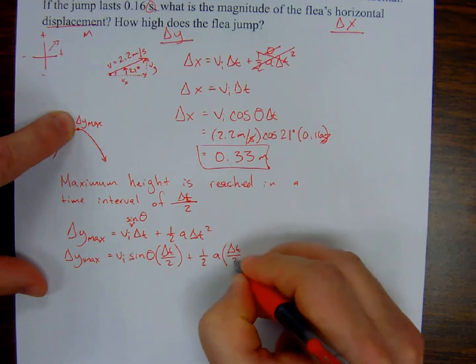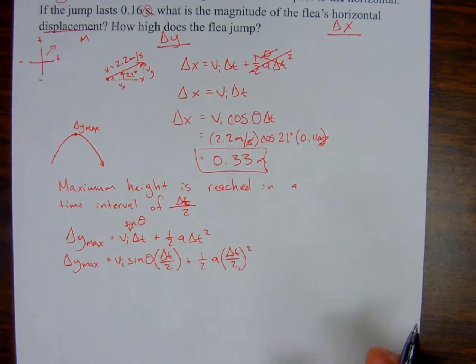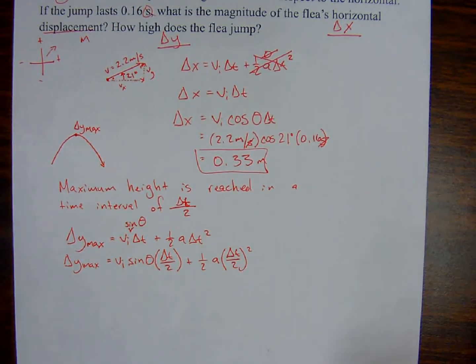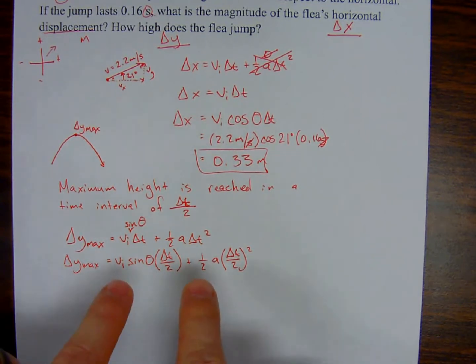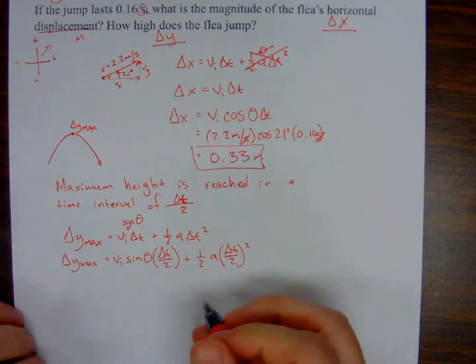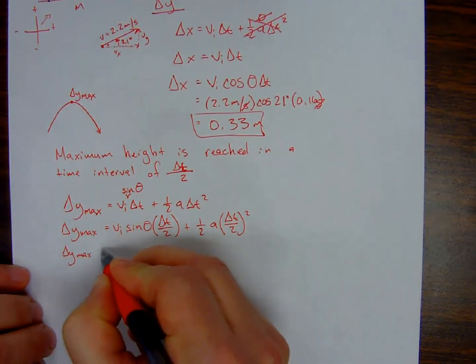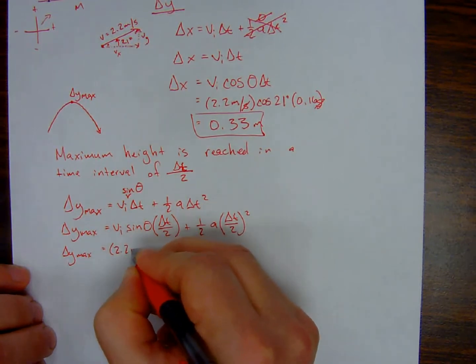Okay, so delta y max is equal to my initial velocity, 2.2 meters per second. I'm going to be using the sine of, what's my angle? 21 degrees. And what I'm actually using for my time is delta t over 2. So from the question, my time is 0.16 seconds, divided by 2. And then, what else do I have? Okay, plus 1/2.